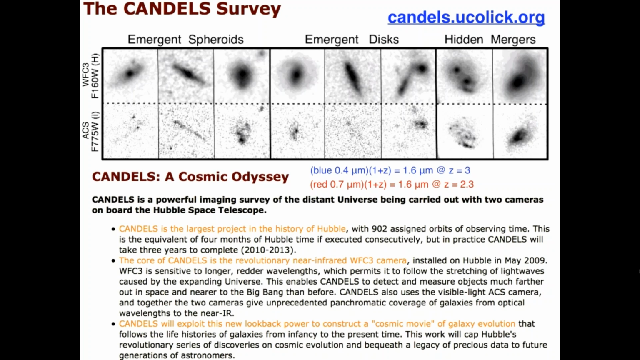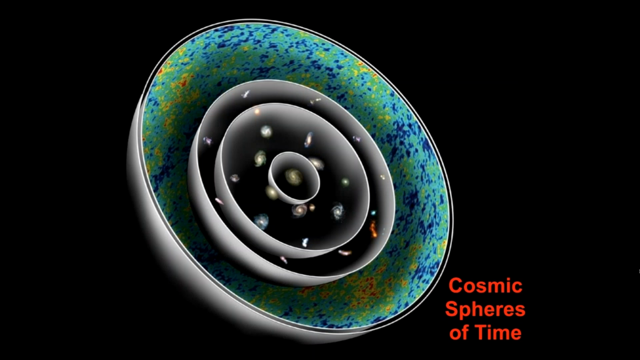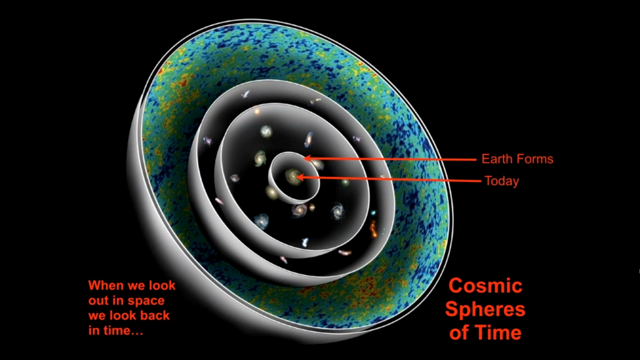So here are the things to keep in mind as you look out in space. You're looking back in time. This is an image that's supposed to represent the cosmic spheres of time. As we look out in space, we look back in time. So we're at the center, that's today. The first sphere is the distance that light has traveled in the 4.5 billion years that the Earth and the Sun have been around, and the rest of the solar system. And out to that distance, galaxies haven't changed that much.